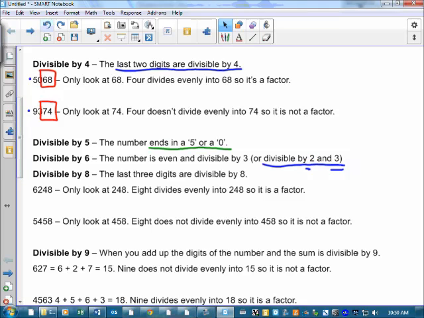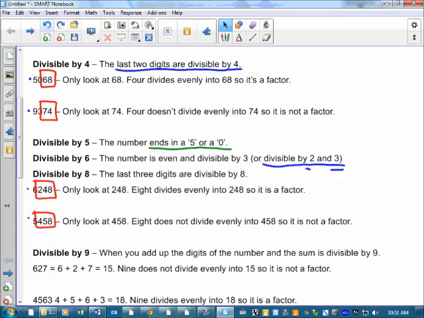All right. Moving right along. So divisible by 8. Just like with the 4, we only look at a few of the digits. Same with this one. So for this number here, 6,248, we will only look at the last 3 digits. Again, you could have a number in the bazillions, and really the only numbers you look at are the last 3 digits. That's it.